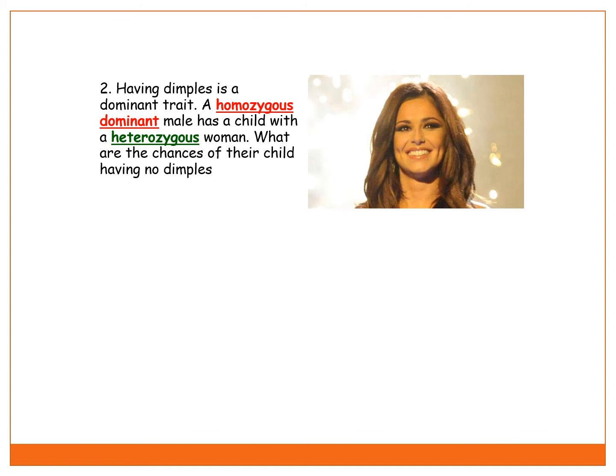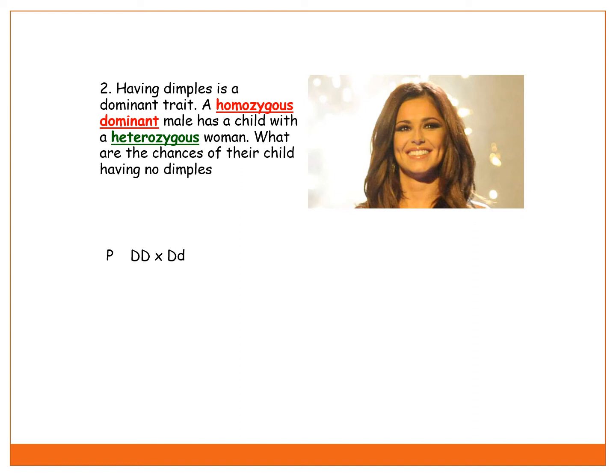The next question that you need to work out is, having dimples is a dominant trait. A homozygous dominant male has a child with a heterozygous woman. What are the chances of their child having no dimples? So you know what homozygous dominant means and what heterozygous means, so you need to work that out, and then you need to do a Punnett square. Pause the video and try to do that now before I go over the answers.